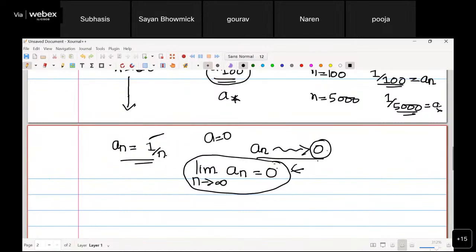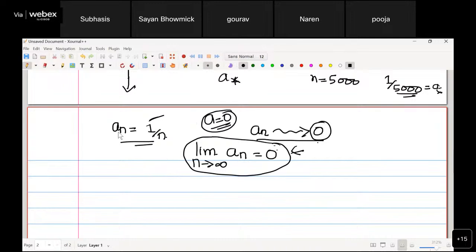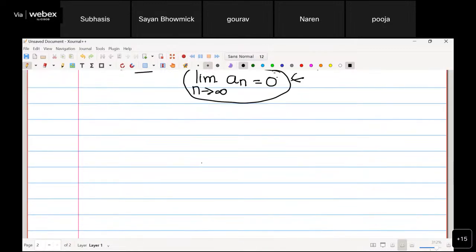But maybe this sequence is something special for which I can get some a, such that if I increase the value of n, all the terms of the sequence are coming closer and closer to 0. This type of case may not be true for every sequence. I may have a sequence where the terms are not coming closer and closer to any particular point. So for example, you take this sequence.